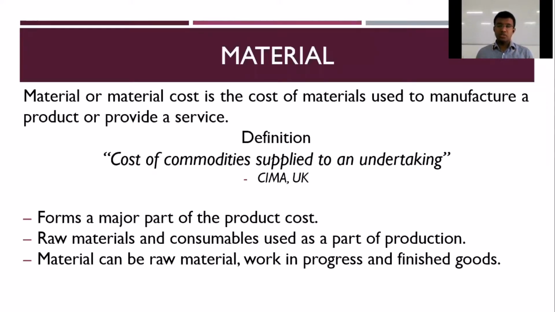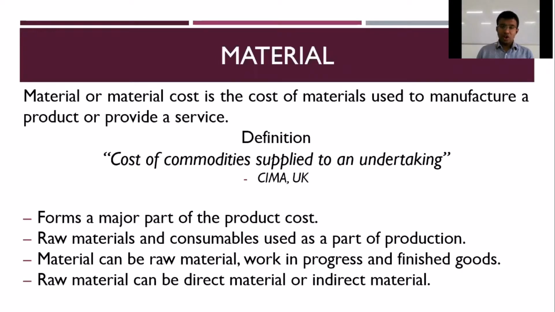Then you have the finished goods. What is finished goods? The good that has undergone or which has completed all your processing is referred to as the finished good. So when you talk about material cost, it can be classified, it can be clubbed into three. You have raw material, then you have work in progress, and then you have finished goods. Another way to look at raw material is you have direct material and then you have indirect material. So material that is consumed directly as a part of your production process, and then you have indirect material.